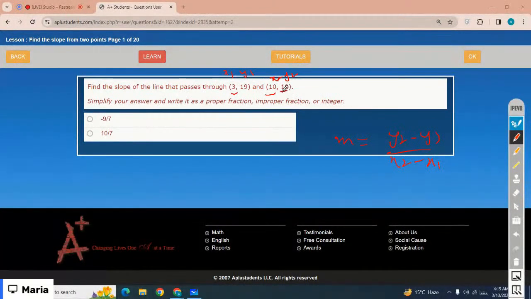Here y2 is 10, so 10 minus 19, divided by x2 minus x1, 10 minus 3. So 10 minus 19 is negative 9 and 10 minus 3 is 7. So that is negative 9 over 7. The slope of these 2 points is option number 1, that is negative 9 over 7.